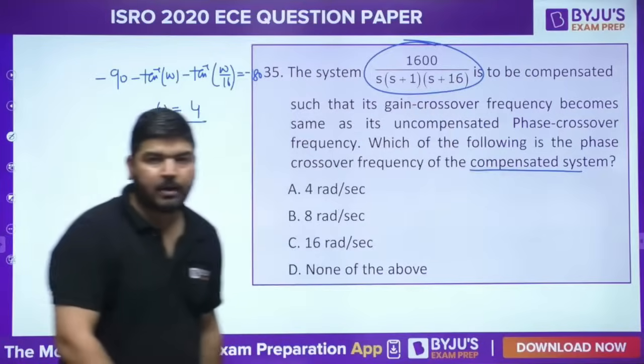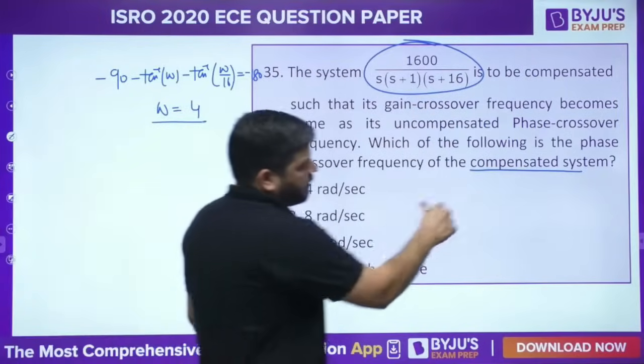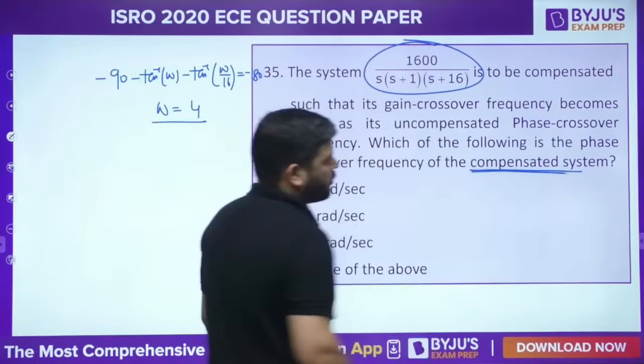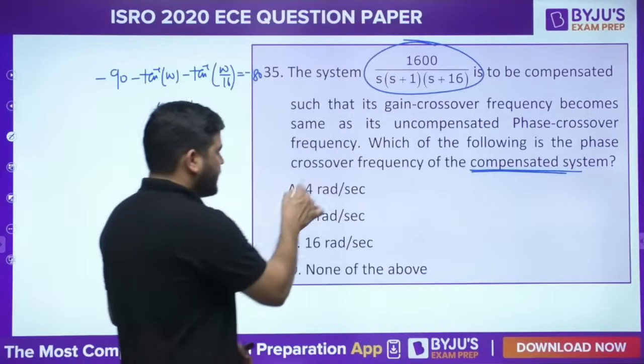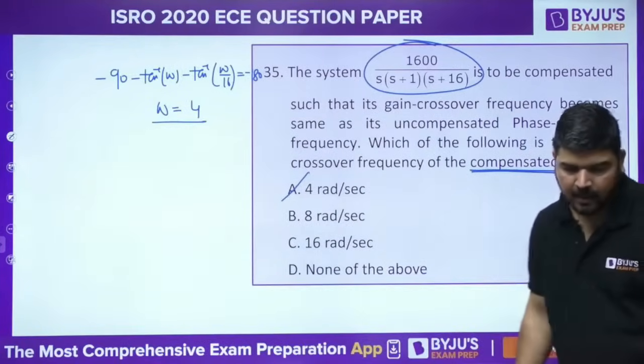For compensated, we cannot calculate. So I hope there is an error in writing. It should be uncompensated system. Answer is Agra.